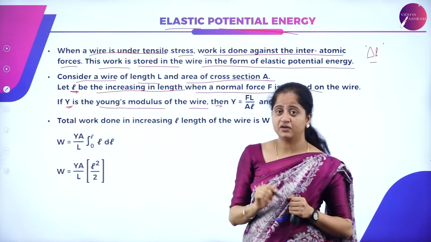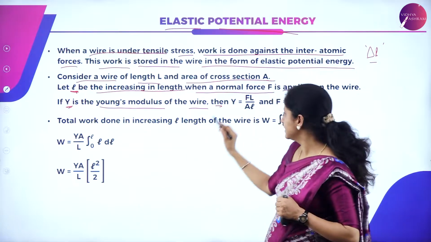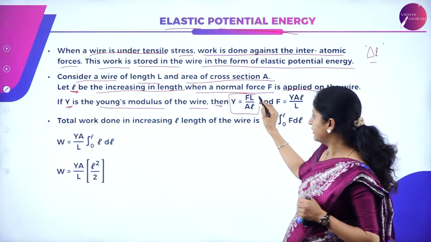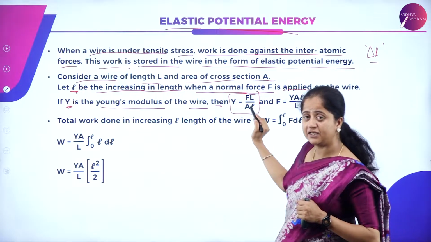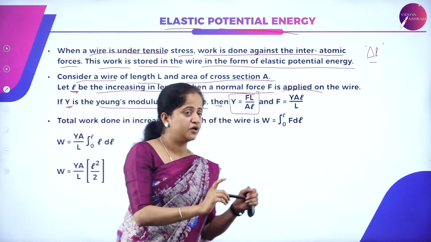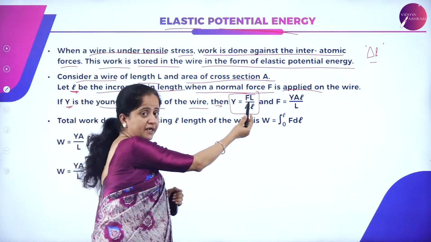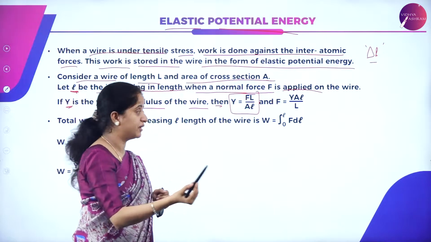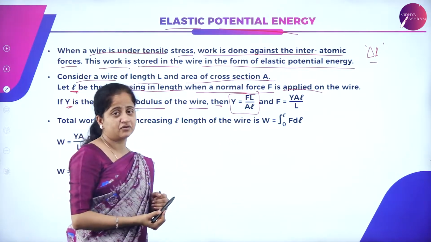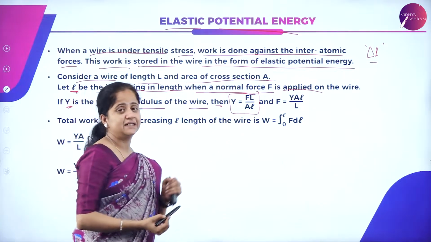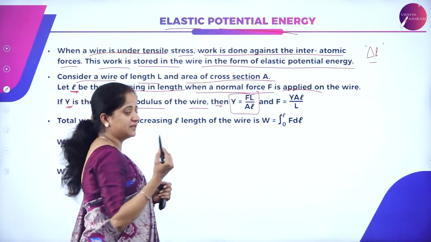Then Young's modulus formula we derived in the last class. Y is equal to FL divided by A into l, where Y is the Young's modulus, F is the force applied, L is the initial length of the wire, and A is the area of cross section of the wire, and small l is the extension or the change in length.